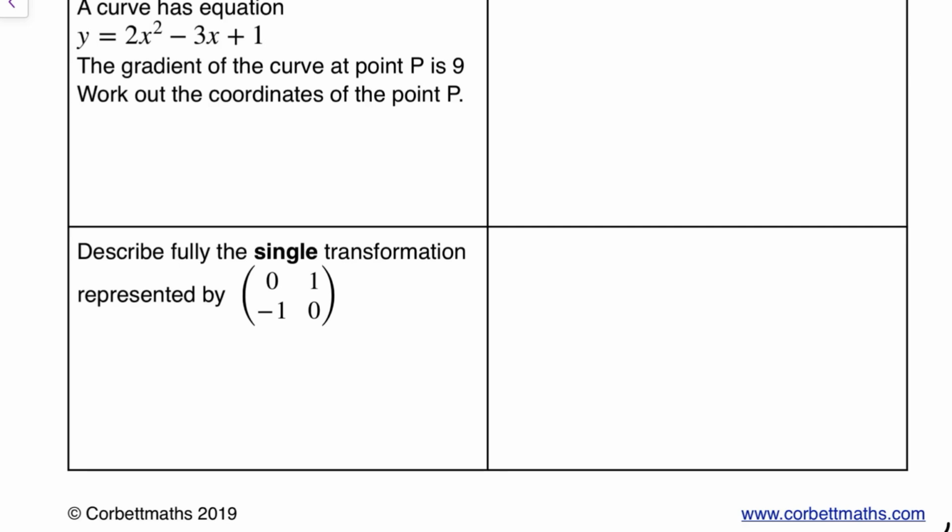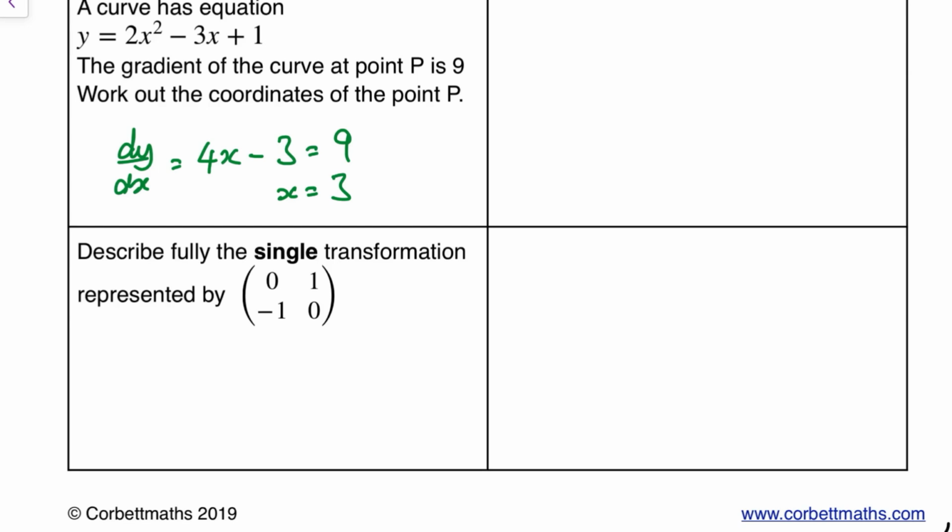A curve has an equation given. The gradient of the curve at the point P is 9. Work out the coordinates of the point P. Because it's a gradient, I'm definitely differentiating. So dy dx is 2 times 2, which is 4, let's just write the 4 straight in, which is going to be 4x minus 3. And I need that to equal 9. So the gradient function must equal 9, which means that x is equal to 9 plus 3, which is 12, divided by 4, which is 3.